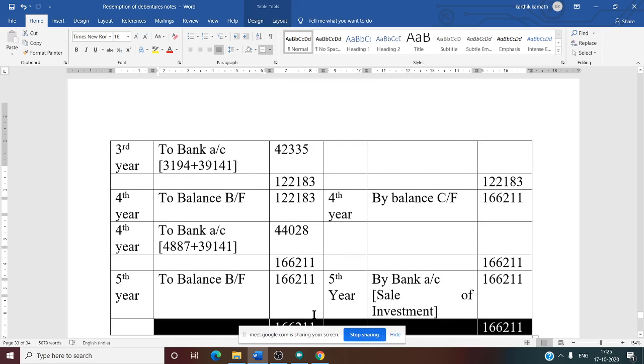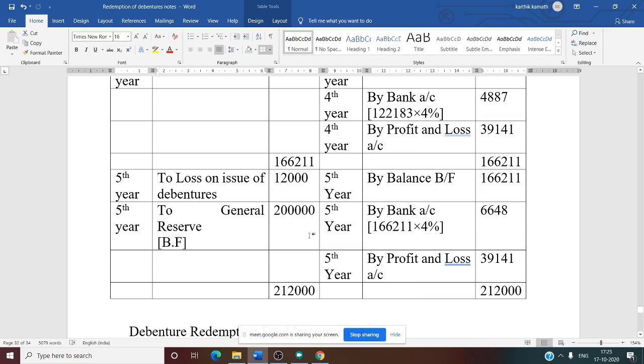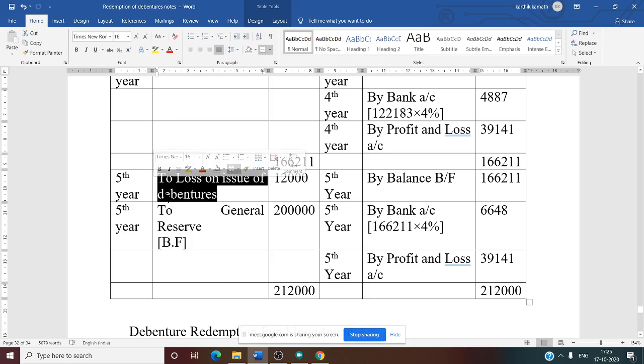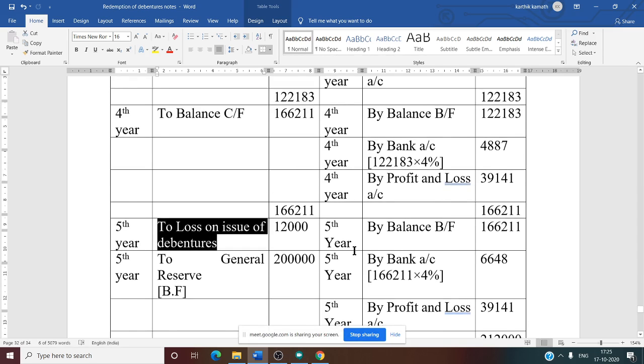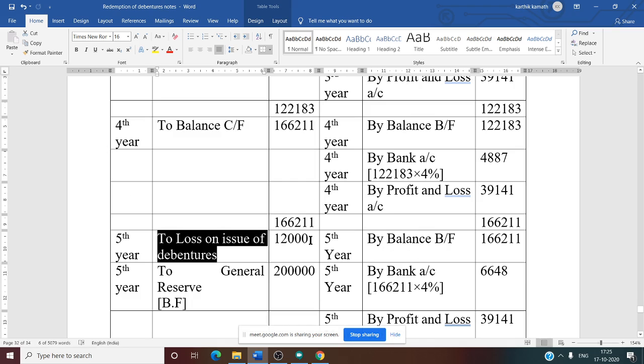Now we go back to the first account, that is our debenture redemption fund account. There we have not written this information, so now we are going to write it. What is the first information? At the end of the fifth year, to loss on issue of debenture. How to calculate the loss? Loss is nothing but the premium. What is the premium rate? The rate is 6%. What is the debenture amount? 2 lakh. 2 lakh into 6% gives 12,000.